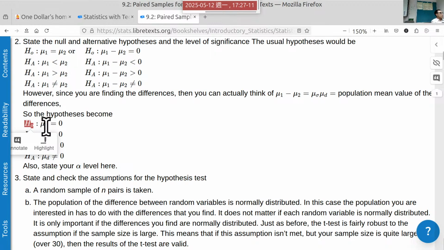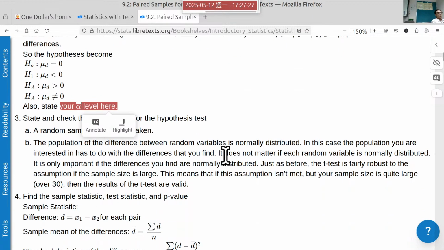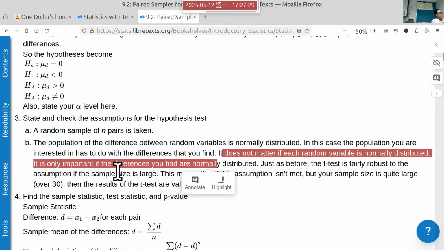Null hypothesis: mu d is 0. H1: mu d is smaller than 0, or mu d greater than 0, or mu d not equal to 0. Also state your alpha level here. Generally 5%.